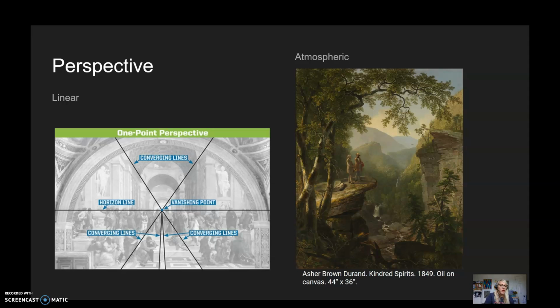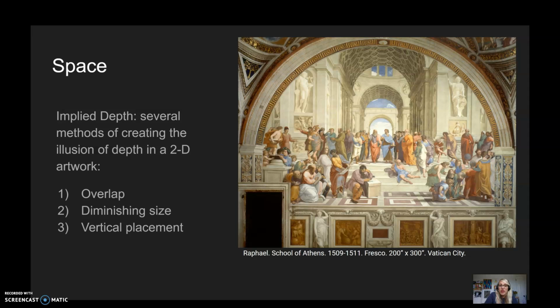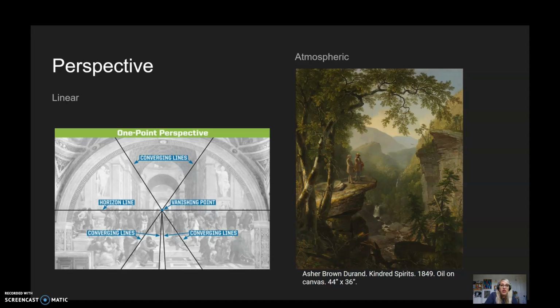Okay. The other thing that we need to talk about with space is this idea of linear versus atmospheric perspective. So with linear perspective, it's all going towards one point or two points, depending on how you're looking at something. You have a vanishing point, a horizon line. And an example of that would be this Raphael painting, School of Athens. Here are the lines that correlate with that.